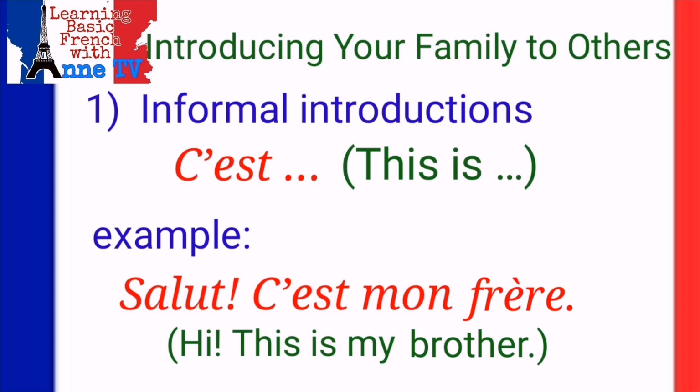Another one is c'est. C'est means this is. It is a casual way to say this is. So you would use this phrase when you introduce your family member to your close friends. Sometimes people also use this as a quick introduction if they are in a hurry or distracted. For example, Salut, c'est mon frère. Hi, this is my brother.